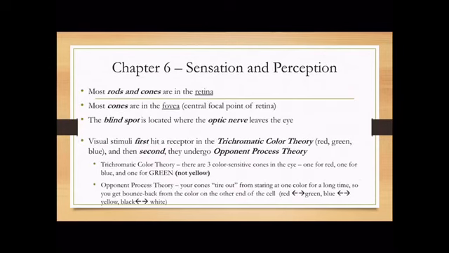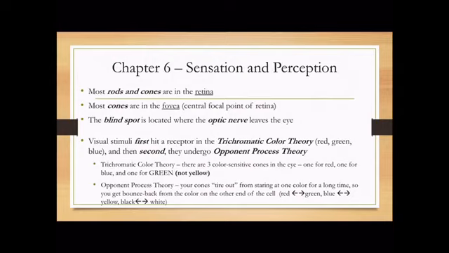Okay. So know that most rods and cones are going to be found in the retina, but most cones are in the fovea. And fovea is where all of your cones are clustered in the central focal point of the retina. And then the blind spot is just where the optic nerve leaves the eye. We do also have to address these two theories. Trichromatic color theory just says there are 3 color-sensitive cones in the eye, one for red, blue, and green, not yellow, and that the stimulation of any of these 3 color-sensitive cones can lead you to perceive any color on the spectrum.